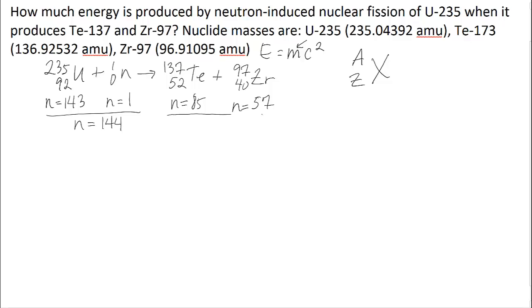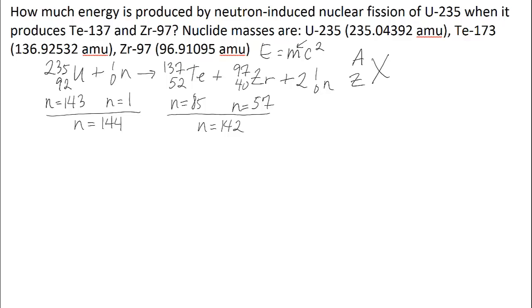So in total, you can see so far your products have together 142 neutrons. So you're 2 neutrons short. There are 2 more neutrons in your reactants than in your products. So what you want to do is add 2 neutrons to balance that out. So you're basically balancing the neutrons here. That is your completely balanced equation for neutron-induced nuclear fission of uranium-235 when it goes to tellurium and zirconium.